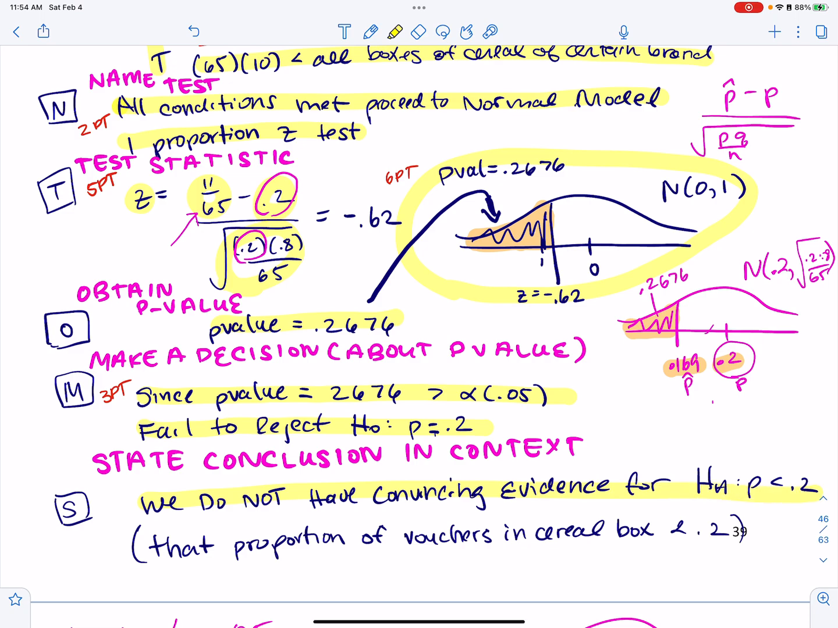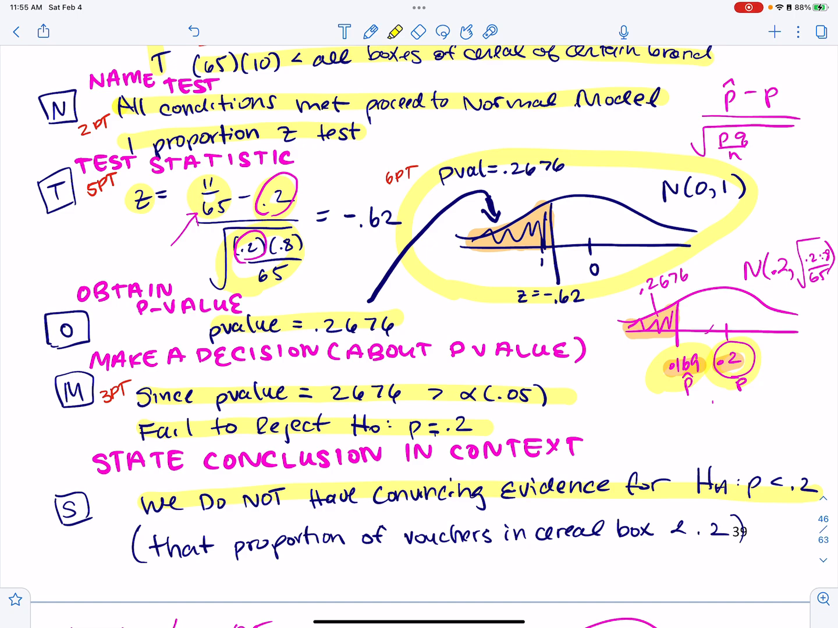So the students do not have convincing evidence to say that their 16% of their sample, their vouchers, is statistically significant. We know that 16% is less than 20%, but we're saying that's due to sampling variation, that sometimes you're going to get it lower, sometimes you're going to get it higher, and it's within a normal realm of error, so that we don't say it's so unusual that it shouldn't happen, okay?